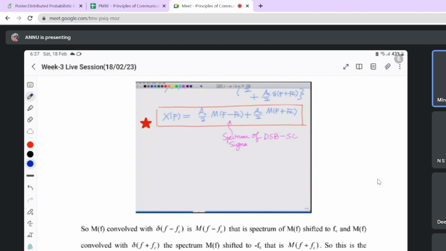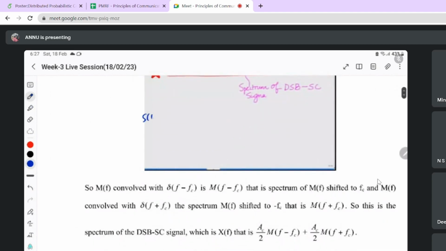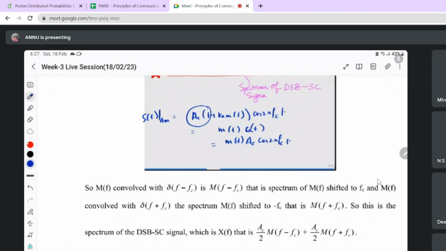Nice. So basically what I'm trying to ask: in the expression of the AM signal, you saw that it is AC(1 plus KA mt) cos 2 pi FCT. If we remove this particular term plus 1, then definitely we will have mt into ct, and ct is nothing but AC cos 2 pi FCT. This is DSB-SC. You should be able to answer from this perspective. So this is AM and this is DSB-SC.